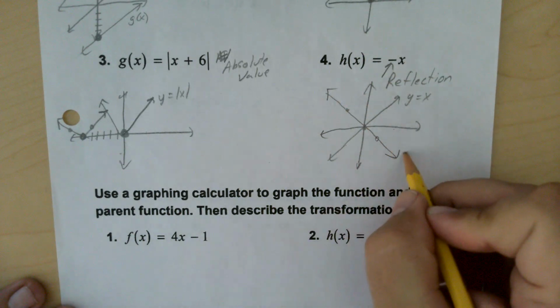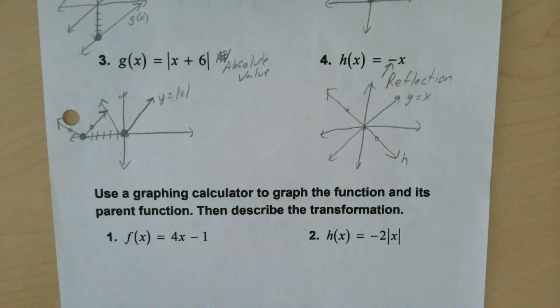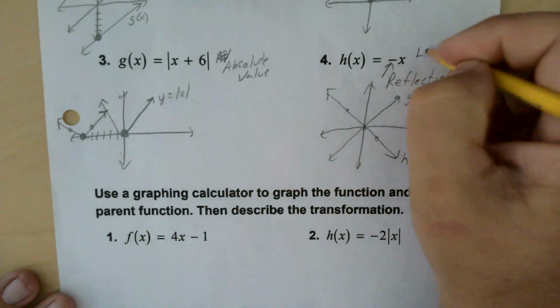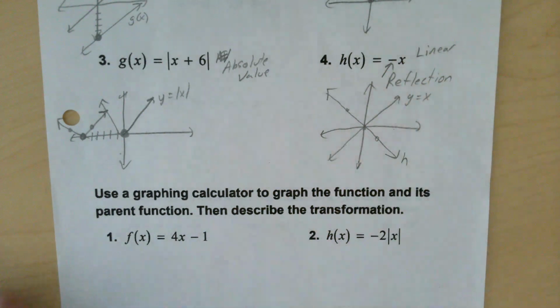Okay, so this is h. So just keep in mind, this is still linear. I should write the word linear. So it's still a line, but having that negative out front is going to be a reflection. And we're going to get this in our notes for section 1.2.